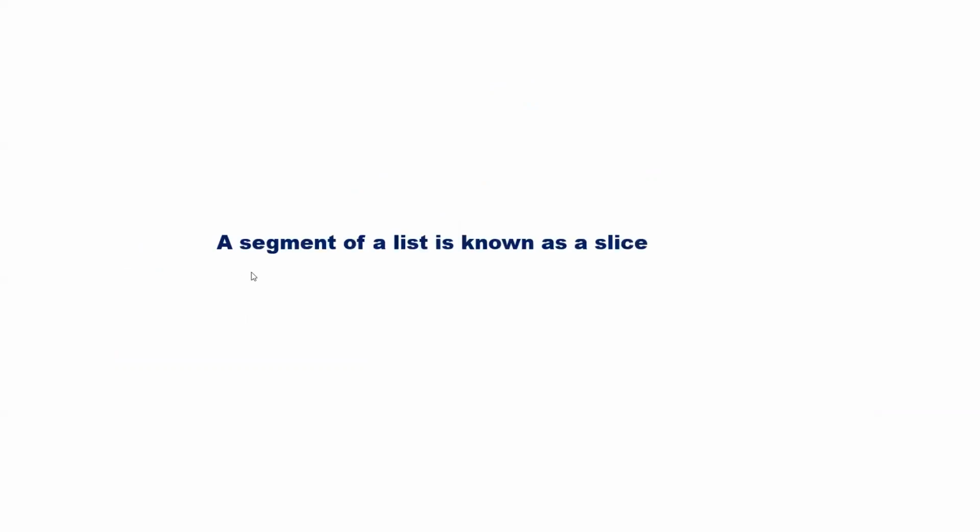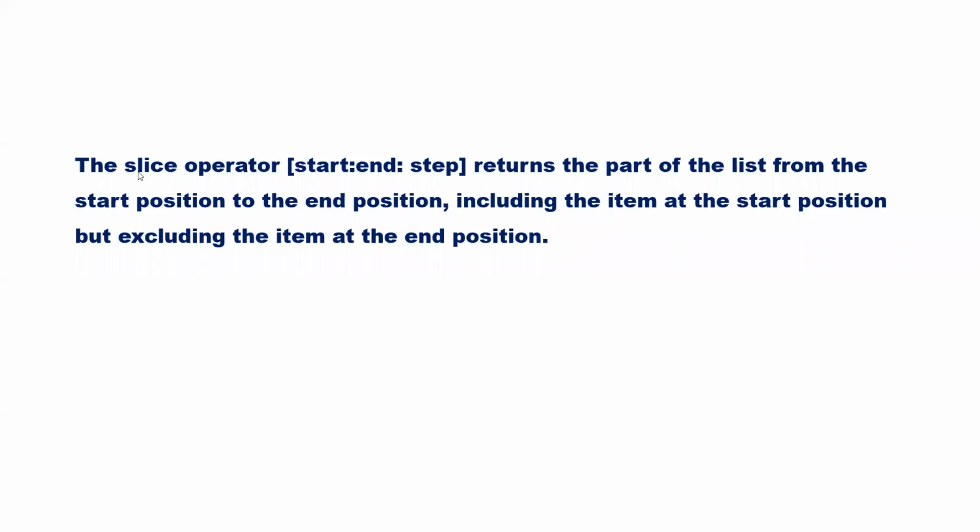Next we will see list slicing. A segment of a list is known as a slice. The slice operator, within the square brackets we give start, colon, end, colon, step, returns a part of the list from the start position to the end position, including the item at the start position but excluding the item at the end position.